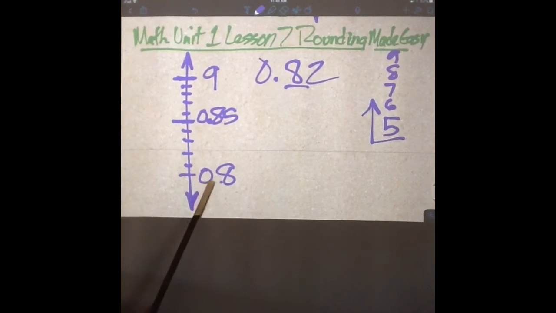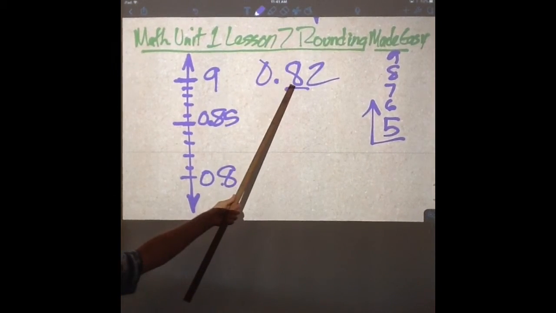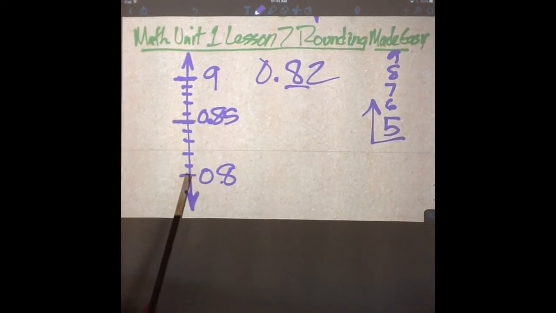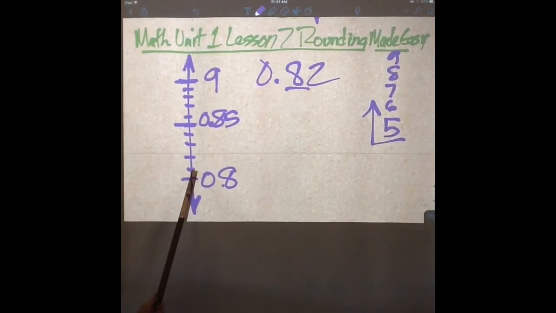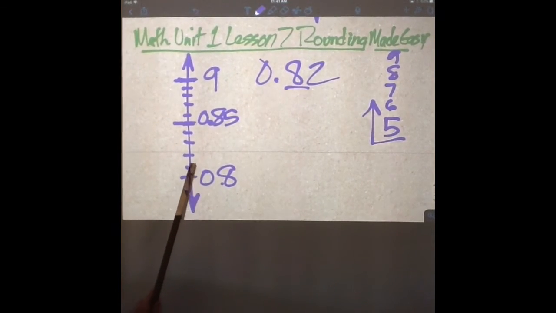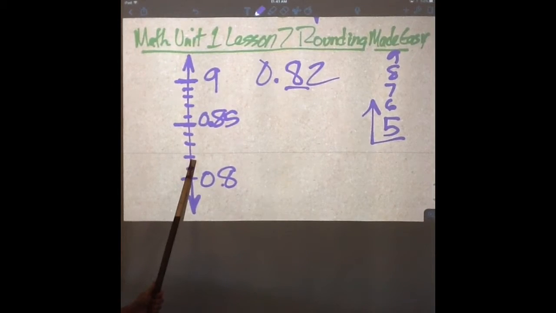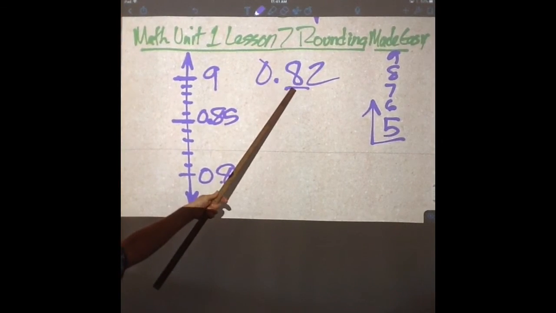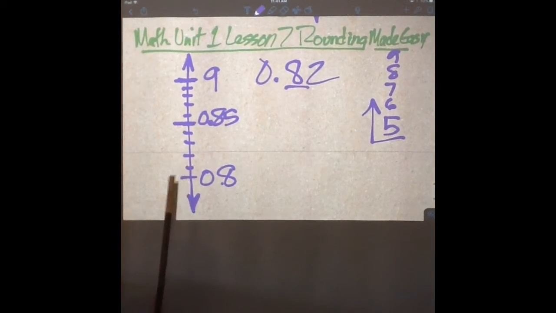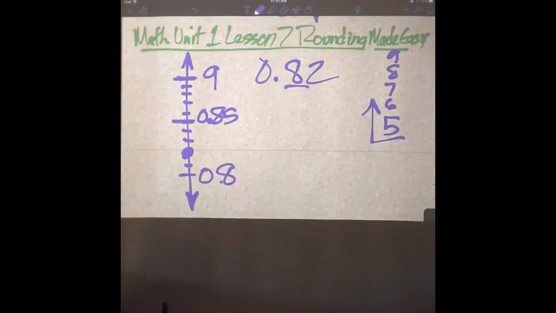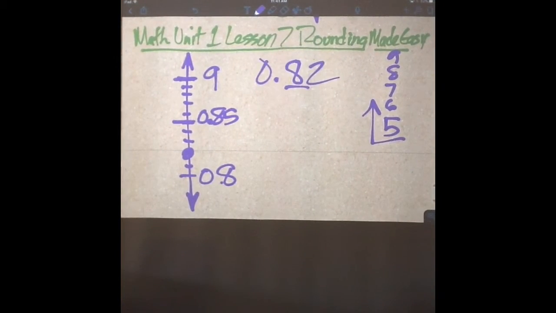So let's start here. 0.8. We have a 0.8, right? Okay, then this would be 0.81. 0.82. Is that what this is? Yes. Okay, so our dot goes here, right? Yeah. So what are we going to round to? Nearest tenth. 0.8. So there's our answer.